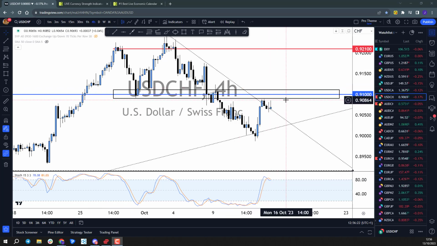So the 9100 level, although it's still a level of interest, it's going to be a bit of a level where we have to reassess the strength and the weakness of the two currencies once we get to that point. We obviously don't want to be short here if dollar is strong, so we want to try and avoid that.